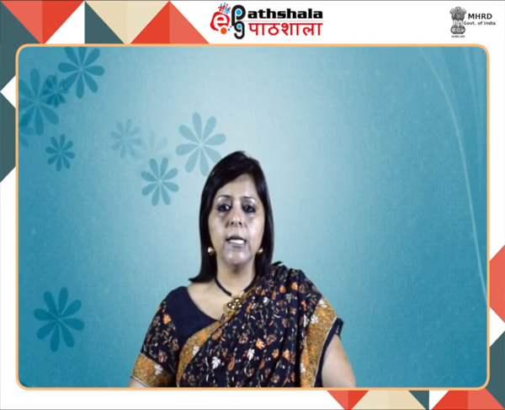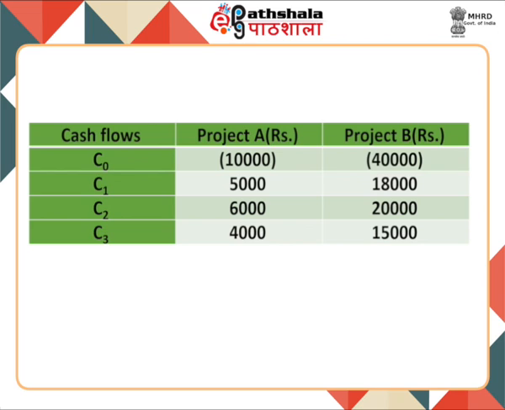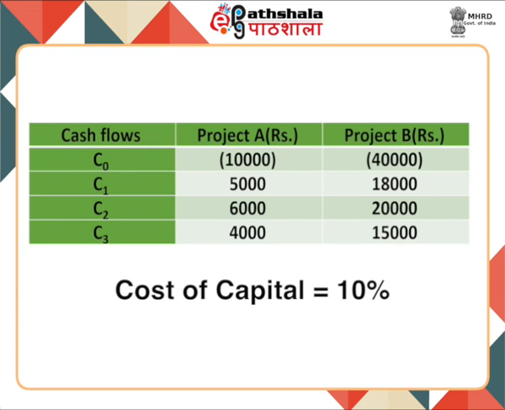Let us now consider an example to understand the concept of size disparity. We are considering two mutually exclusive projects A and B with the details as shown in the table. The initial cash outflows of project A and project B are rupees 10,000 and rupees 40,000 respectively. The cash inflows for project A over 3 years are rupees 5,000, 6,000, 4,000 respectively, and for project B, the cash inflows are 18,000, 20,000, 15,000 respectively. The cost of capital is 10%.